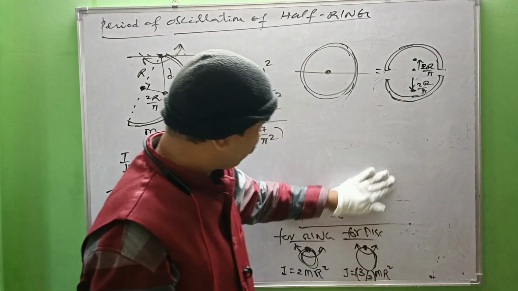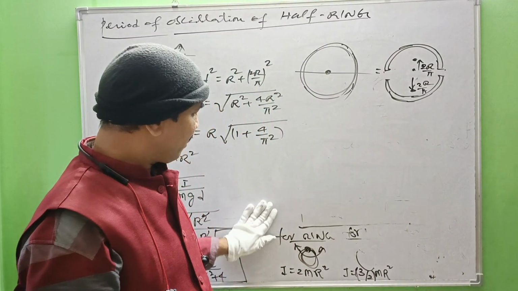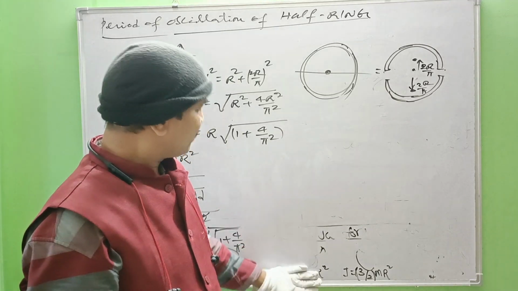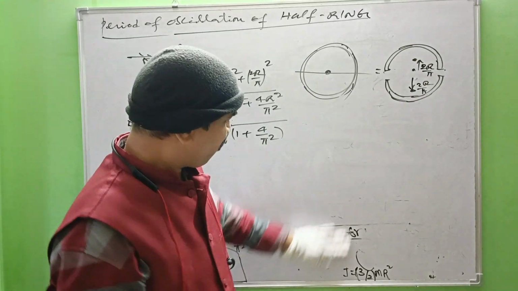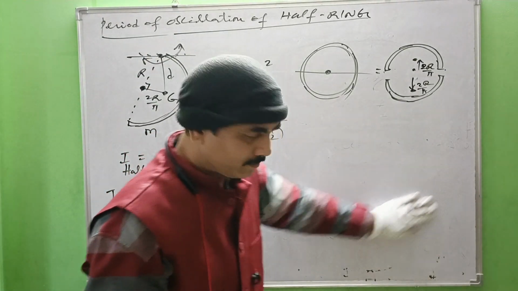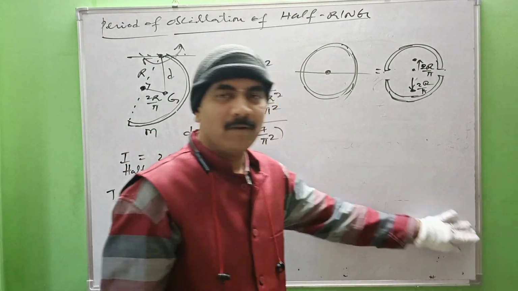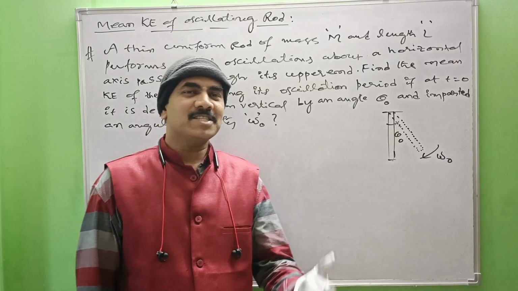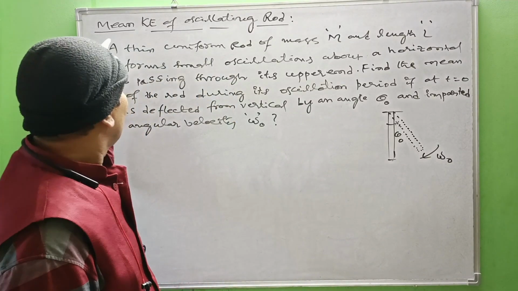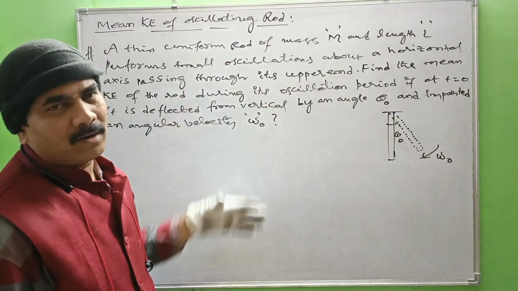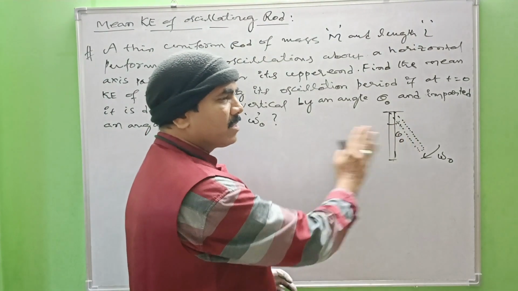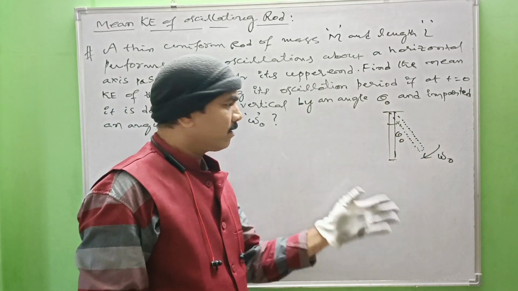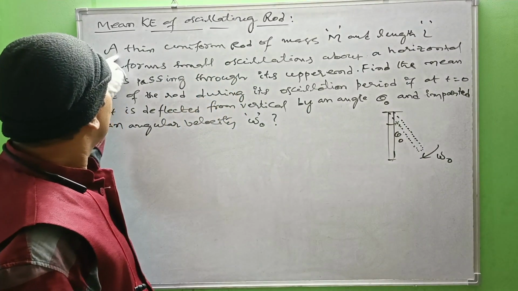Not only for a half ring, you can find the period of oscillation of any rigid body, any compound pendulum, otherwise any physical pendulum. Okay. Next, an advanced model sum, that is the mean kinetic energy of an oscillating rod. Mean in the sense average. So during the oscillation of one rod, what is the average kinetic energy in a given interval? See the sum here.